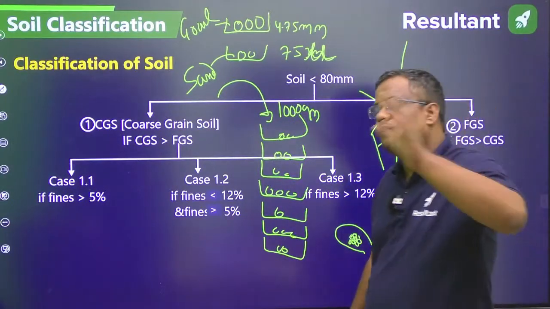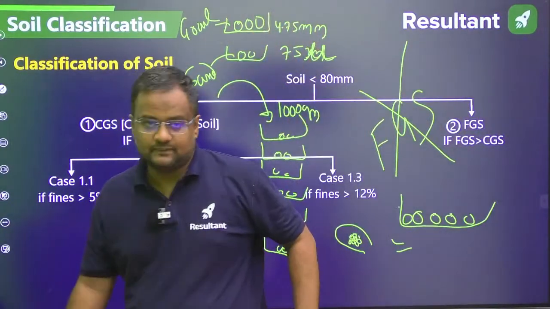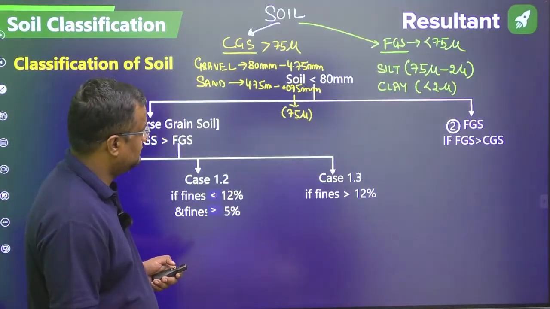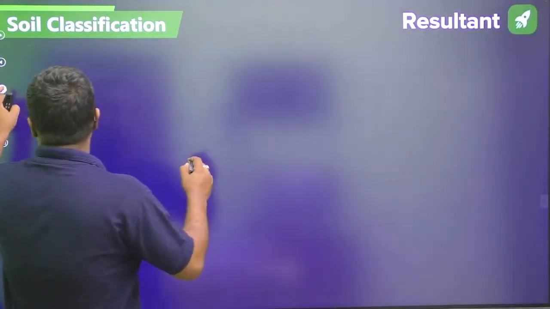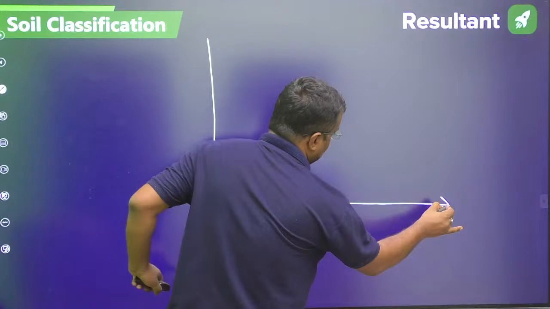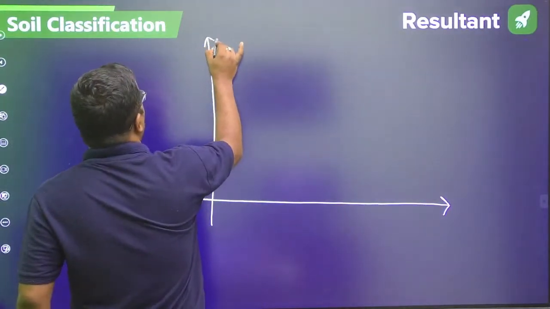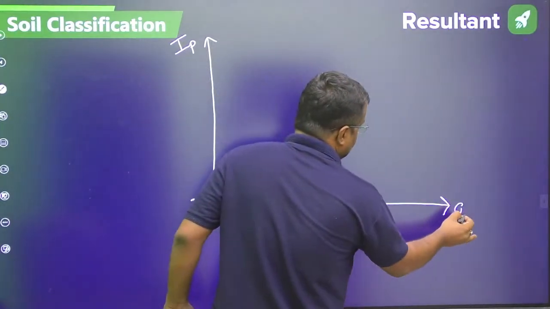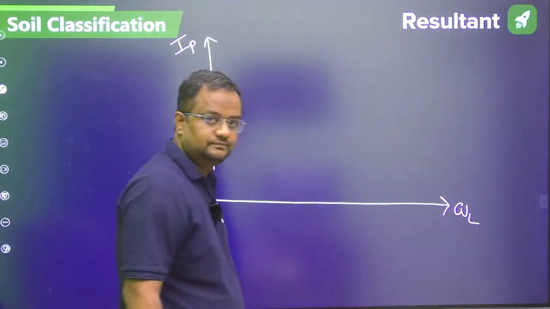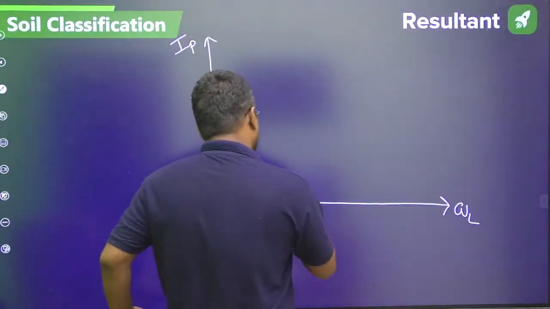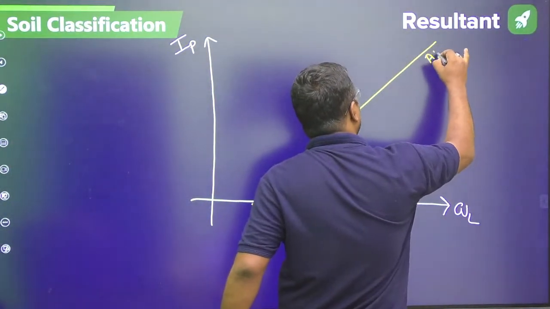So we have to do the hydrometer and pipette method. But of course, hydrometer and pipette we are not doing here. What we will be doing here, guys, is this: there is a plasticity chart. Here on the y-axis, I will write IP. Here on the x-axis, I will write WL. There is an A line.